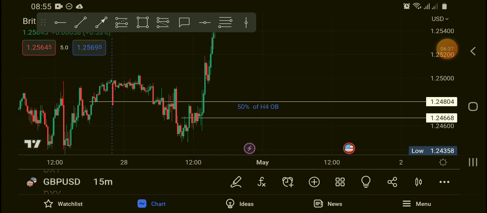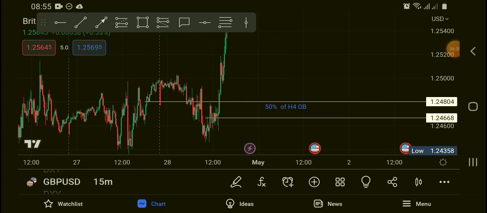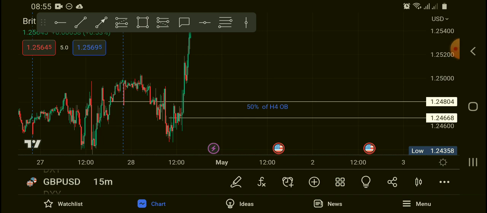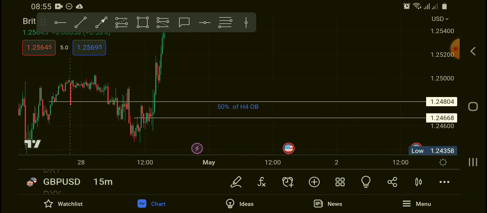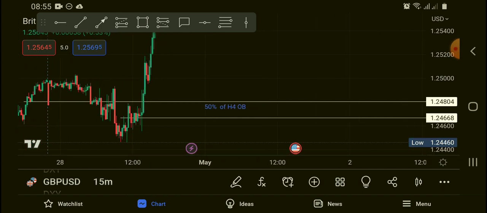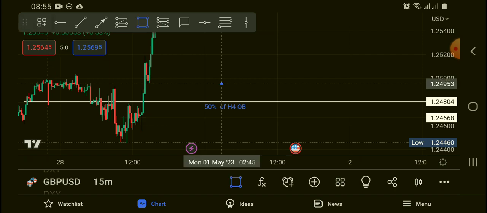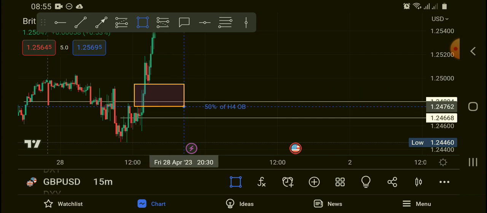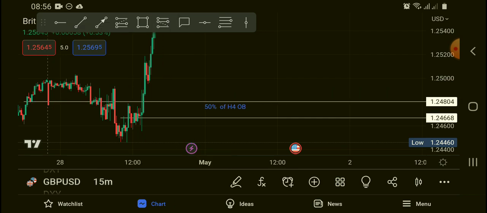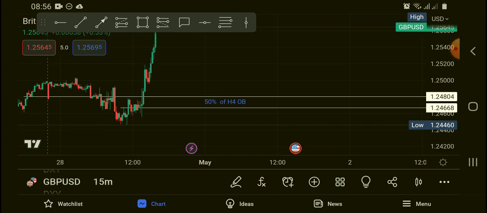Now, coming to the 15 minutes, this is the 50% of the other zone, other block. If we look carefully, there is actually a fair value gap too, right here. There is a fair value gap right here. So I've gotten 4 confluences basically.